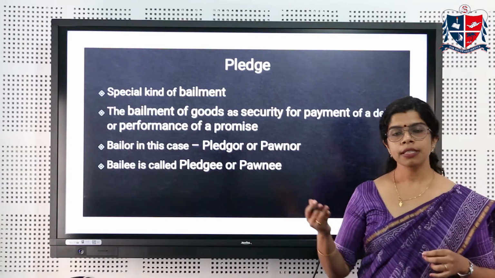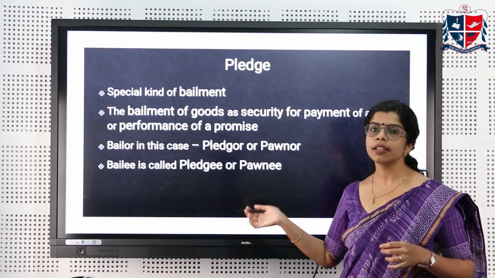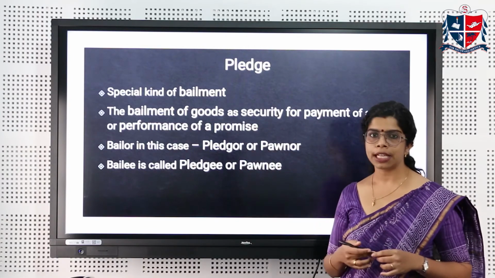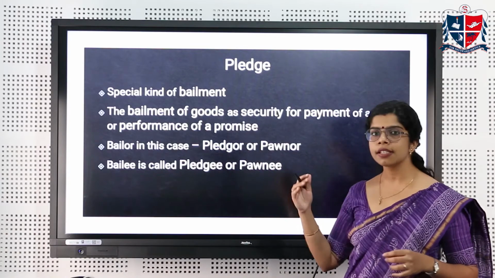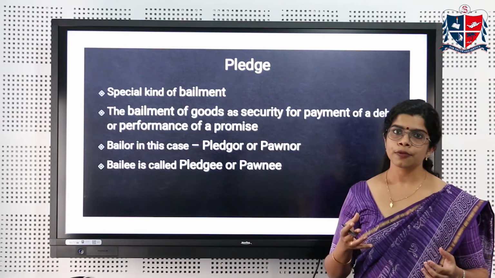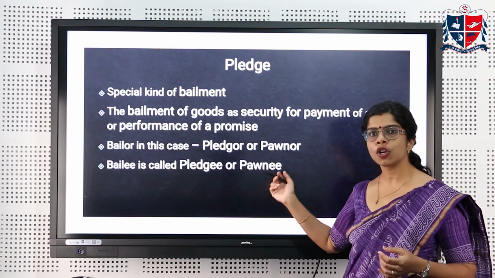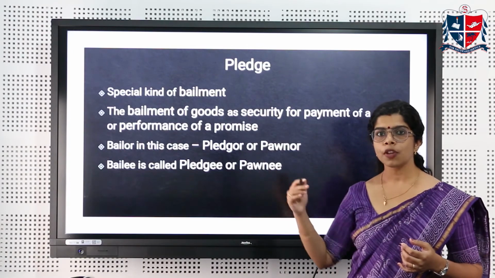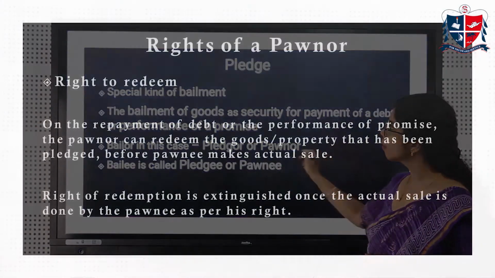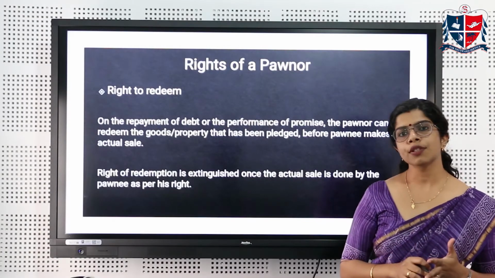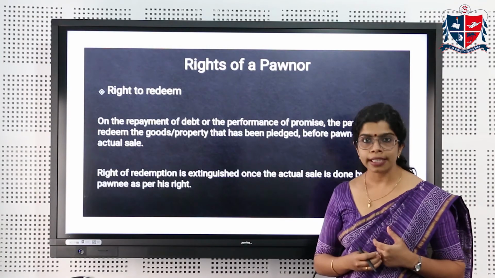So like in bailment, you have two parties here, pawnor and pawnee, or they can also be called pledger and pledgee. The pledger is the person who delivers the goods to the pawnee as a security for payment, and the pledgee or pawnee is the person who lends money to the pawnor or the pledger. So let us look at the rights of a pawnor. The sole right of the pawnor is the right to redeem.